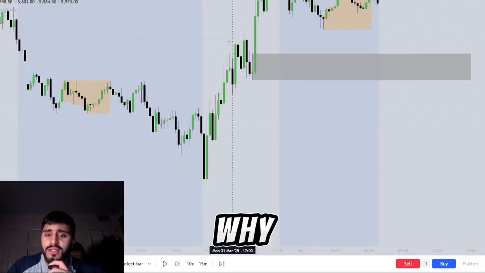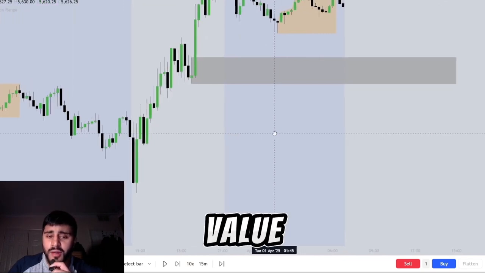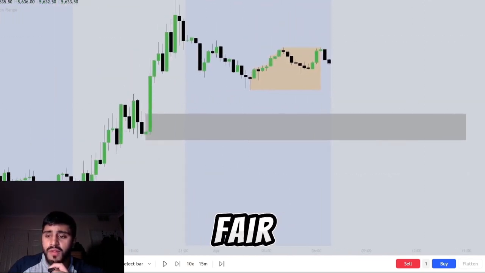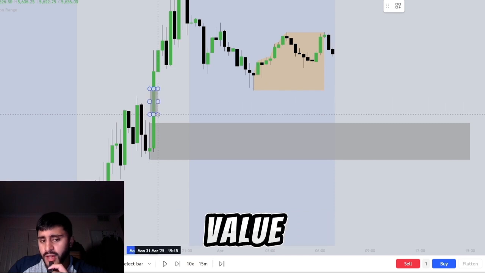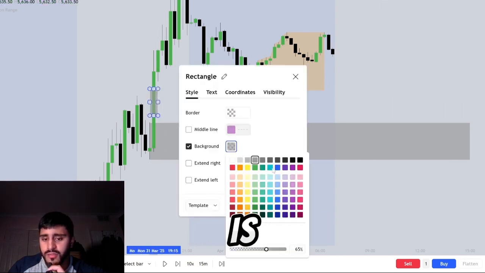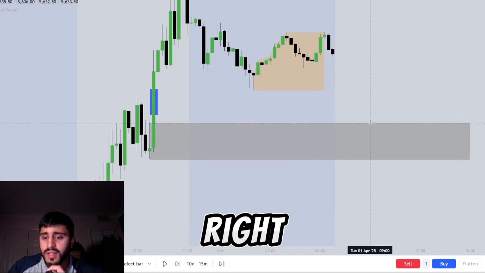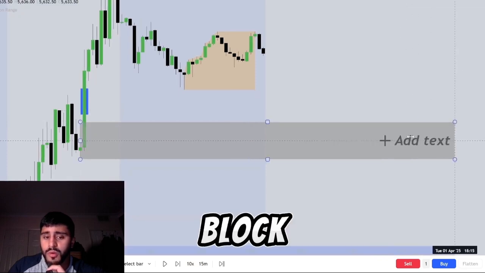And just to be clear, why is this a 15-minute key level or a fair value gap? Well, the way I mark out my fair value gaps is very simple, and I'm going to make this clear so traders understand. The fair value gap is going to be in this region. This is the fair value gap I'm marking in blue. This is not a fair value gap. This is an order block or a key level.